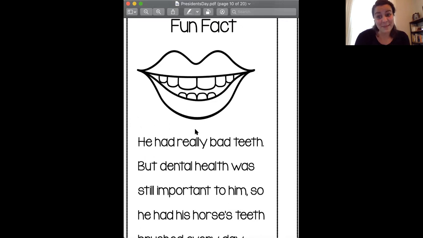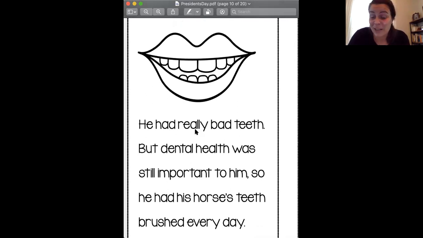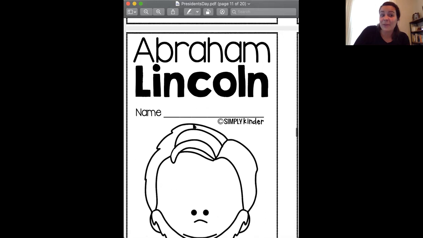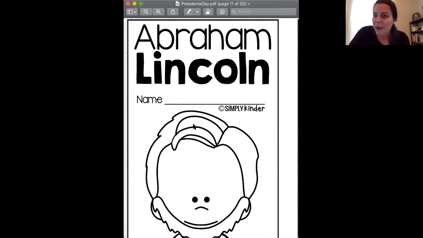Here's a fun fact. He had really bad teeth, but dental health was still important to him, so he had his horse's teeth brushed every day. So his teeth were yucky, but he made sure his horse's teeth were brushed every day. That's kind of silly. Okay, so those are our fun facts about George Washington. Now we're going to learn about Abraham Lincoln.